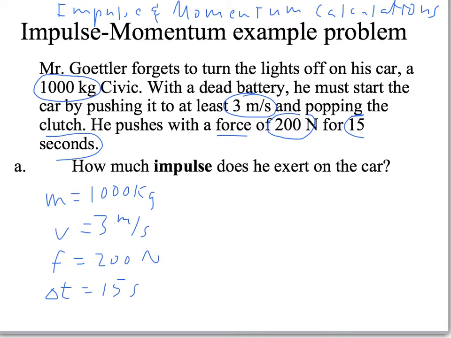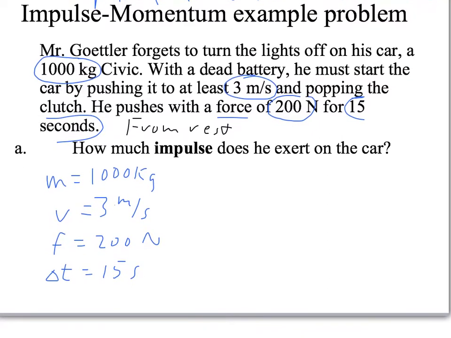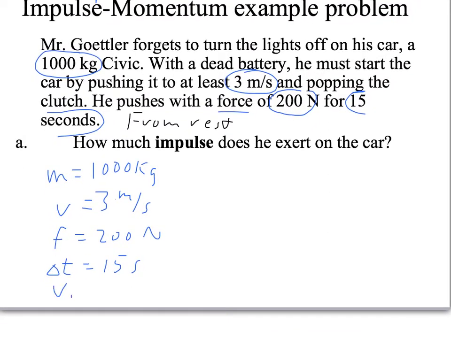And when I wrote this, I should have also told you that the car is starting from rest. So with that, can we also add in V initial equals 0? I'm going to scroll this up a little bit here. V initial equals 0. Okay, now, what is part A asking us? It's asking how much impulse does he exert on the car.